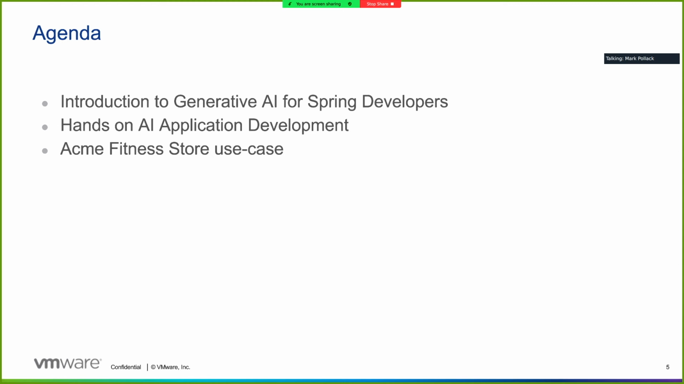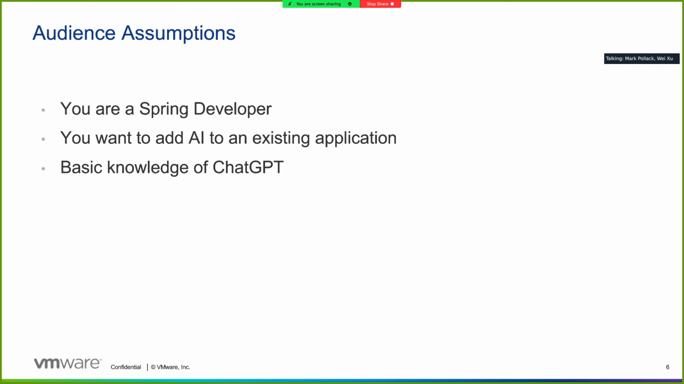So yeah, this is the basic assumptions. Assume you're a Spring developer, but even if you're not, this should help you get started. Everyone wants to add some AI capabilities, and it's not just for Python developers, right? Java developers, every language is going to want to have AI capabilities added into their application.